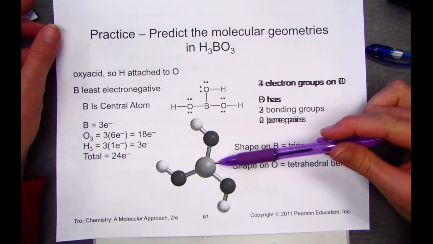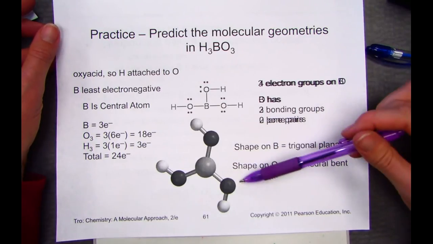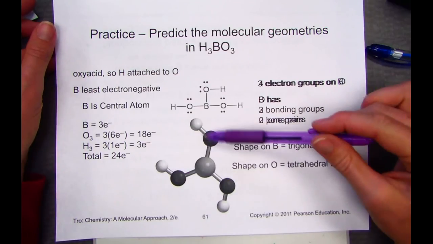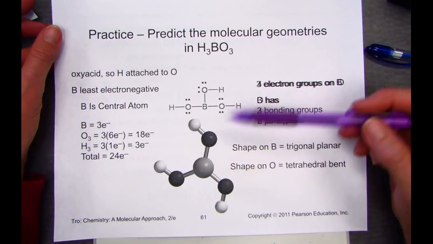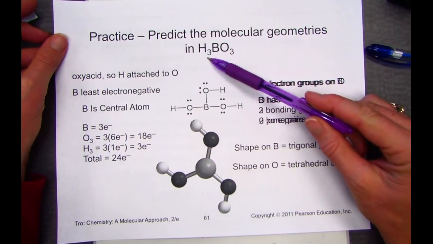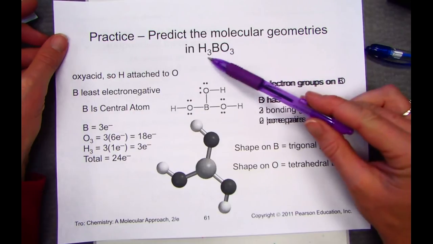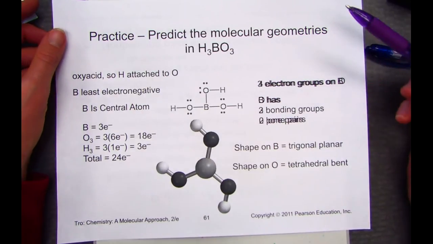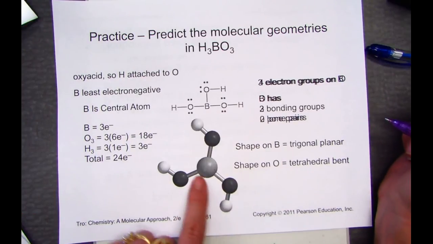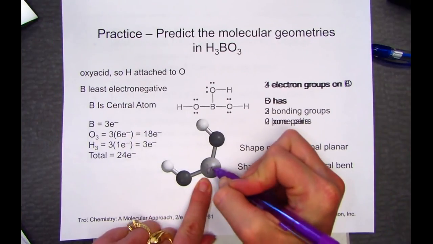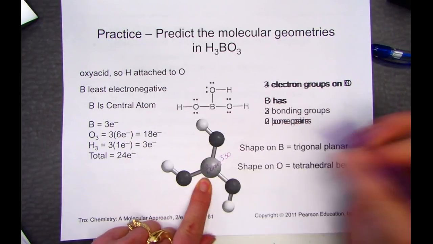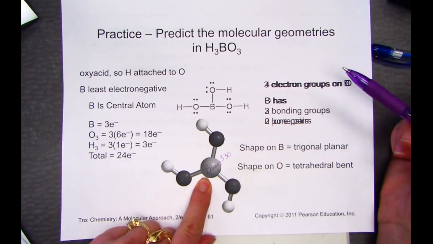We have boron in the center. We have an OH group here, an OH group here, and an OH group up top as well. So boron is serving as the central atom. H3BO3, the O's and the H's attach back. So here, boron is trigonal planar. This is the boron central atom, 1, 2, 3, so its electron geometry looks like 3, 3, 0.